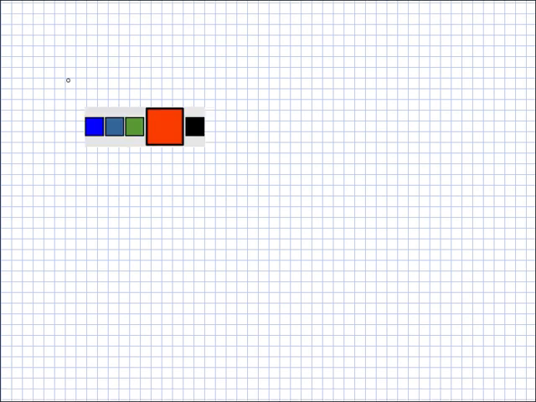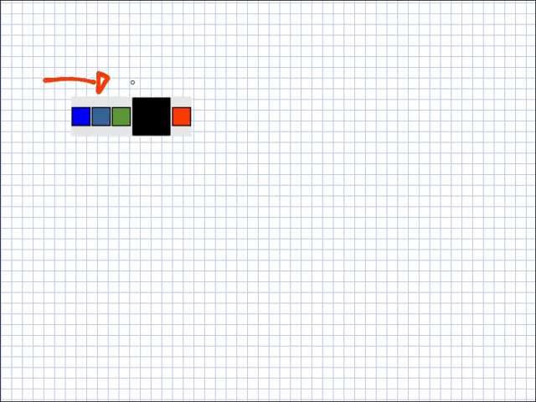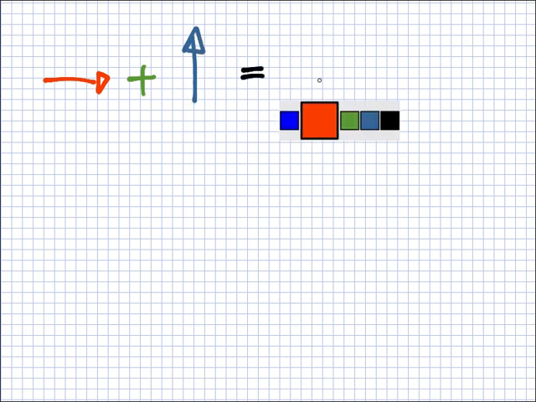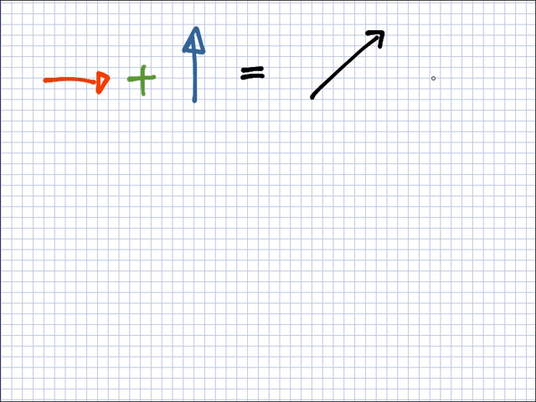Suppose we have a horizontal vector plus a vertical vector. That will equal, what colour have I not used? I've used them all, have I? Let's go back to black. So black equals that. Okay. We know how to do this. How do we do this? We use the vector triangle.